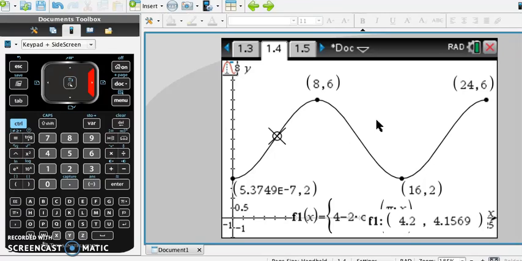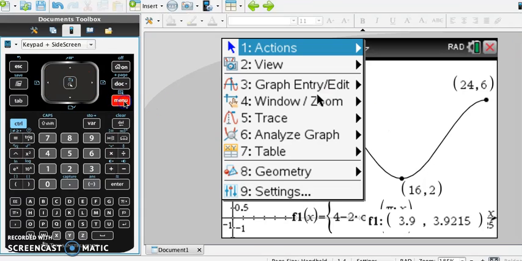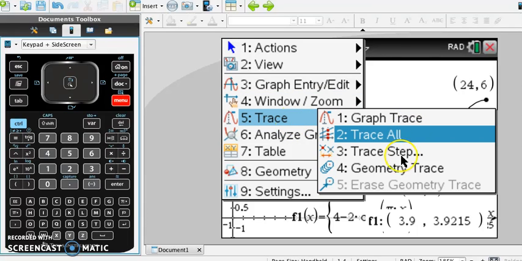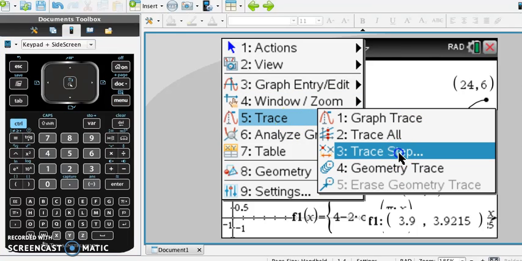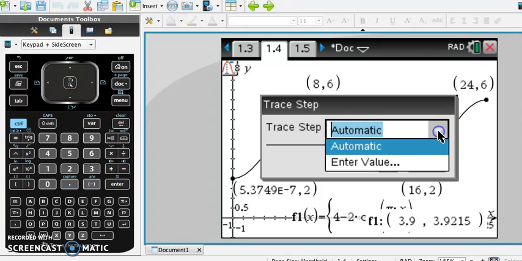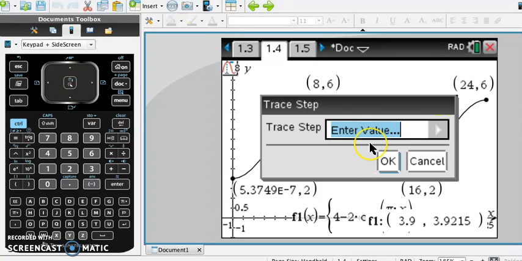So that's nearly 4 there, isn't it? 4.2. All right, so if I want to get it to exactly 4, I could go to my trace, trace step. Instead of making it automatic, I might decide to go up by 0.2, or even if I just make it 0.2 will do.